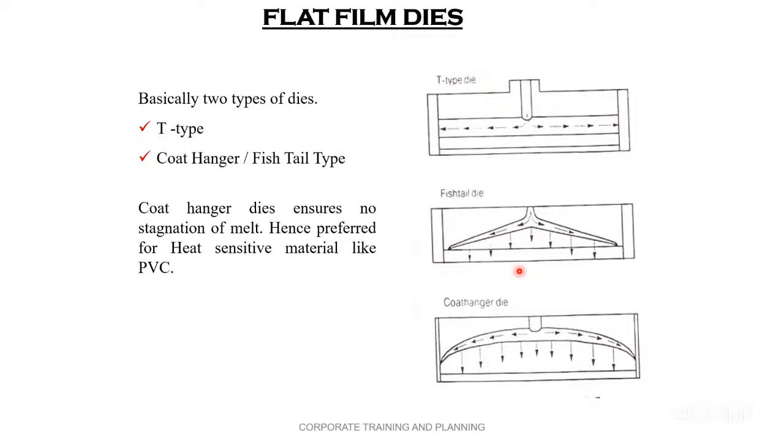Here, what are the advantages of coat hanger die over these two dies? Here, the material does not get stuck to the die. Therefore, there is no stagnation. There is no sticking of the material to the die. Hence, for a material like PVC, a heat sensitive material, we are going to use this coat hanger die. Coat hanger die is very good for polycarbonate, PET, even PVC material. This is a unique coat hanger die, having unique applications as compared to the fishtail die and the T-type die.